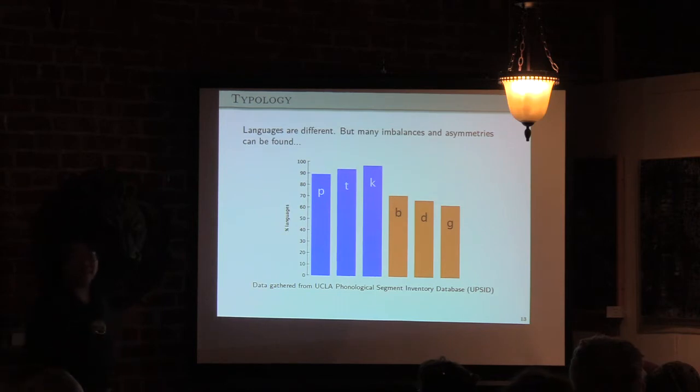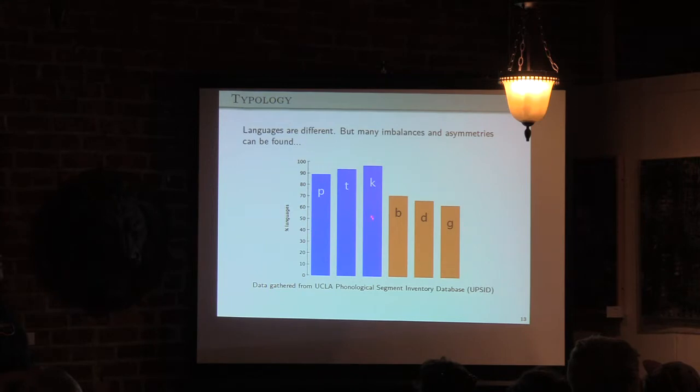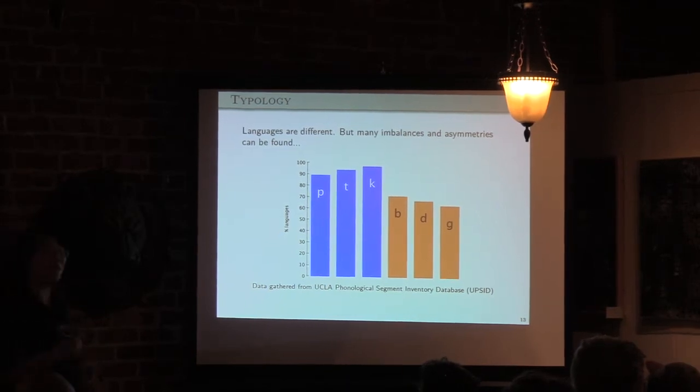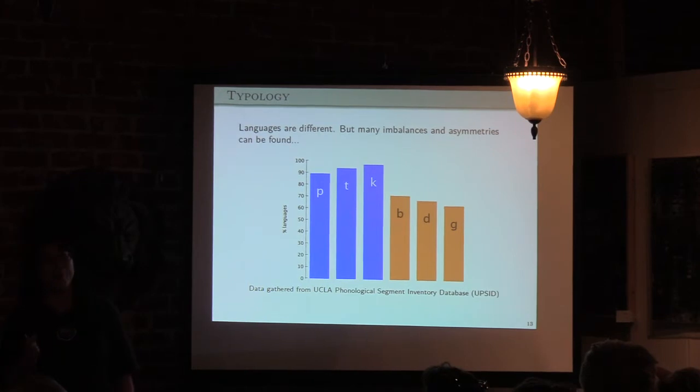I like to actually present this data like this because it shows off not just that P's, T's, and K's are more common than B's, D's, and G's, but also that you have this increase over place of articulation. In other words, the farther back you are in the mouth when you make these sounds, the more common that sound is for the voiceless sounds, but for the voiced B's, D's and G's, you have exactly the opposite pattern, and that's pretty interesting, right?